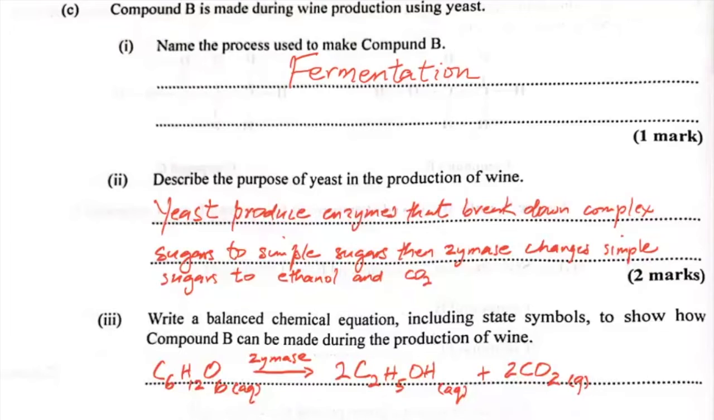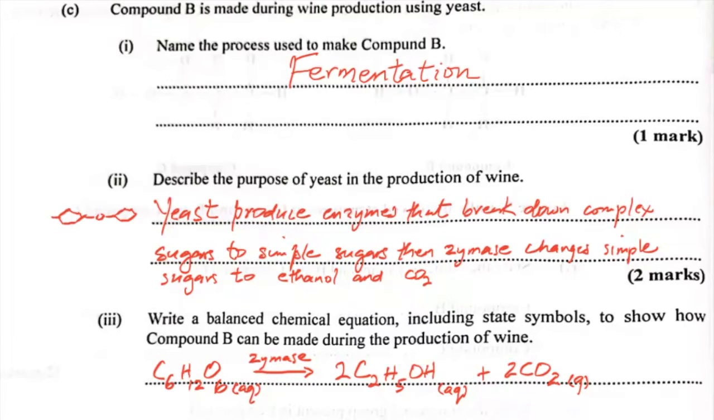Part C: compound B is made during wine production using yeast. Name the process used to make compound B. That's fermentation. Part 2 of C: describe the purpose of yeast in the production of wine. Now, yeast produces enzymes that break down complex sugars to simple sugars. Then the zymase is used to change the simple sugars to ethanol and carbon dioxide.